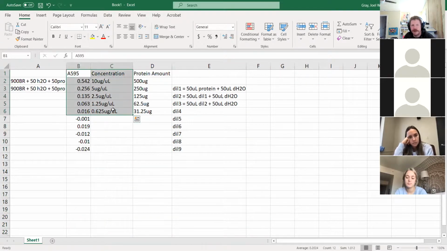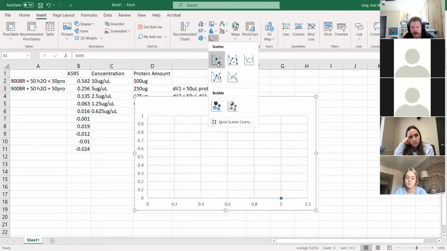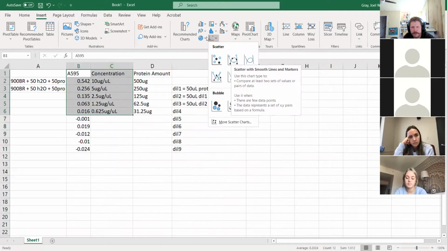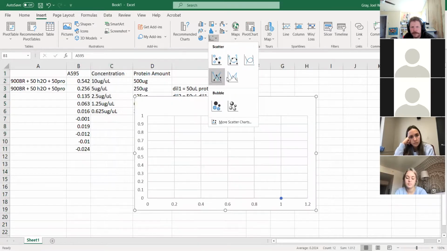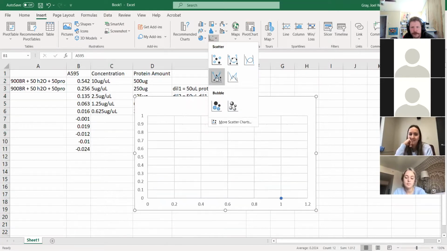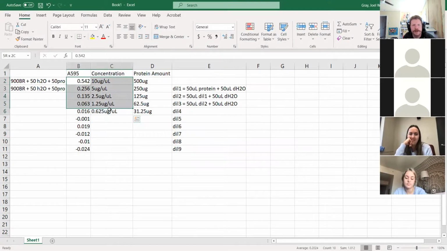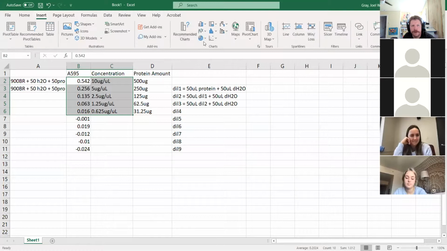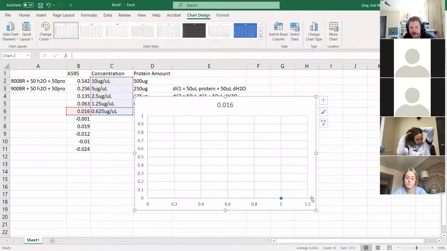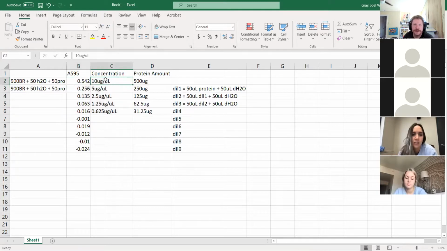versus A595. I'll go to scatter plot. Oh, that's a fun one. That's dumb looking. Let's see. How about this one? Yeah, that's a good graph there, Joel. Good job. How about this? Doesn't like words. Oh, what in the world is that? Oh, wait, I see. I think my units are the problem.